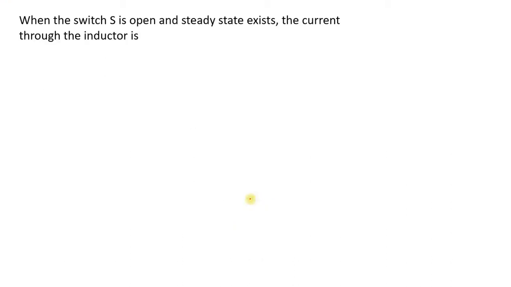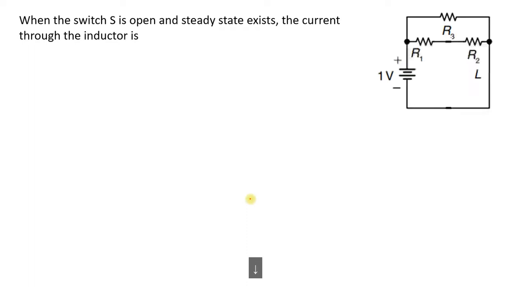Now I redraw the circuit. Here the switch S is open and the steady state exists, so this is the equivalent circuit. I already told you that at steady state my inductor acts as a short circuit. Now I find the value of current through it. Here these two resistors are connected in series, and this combination is in parallel with R3. Just simplify using the basic series-parallel combination and find the value of I.